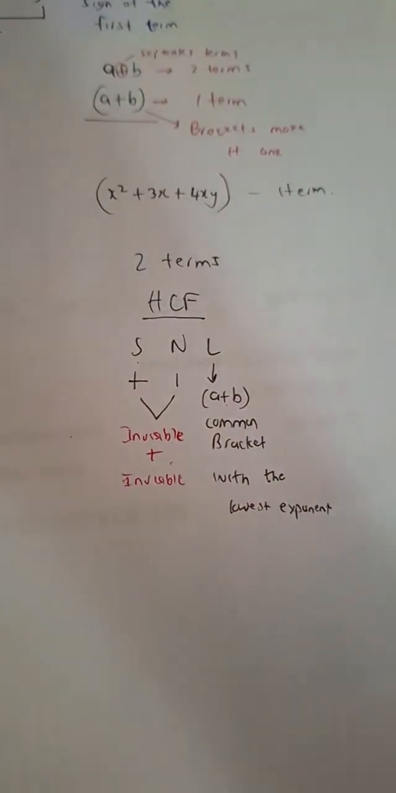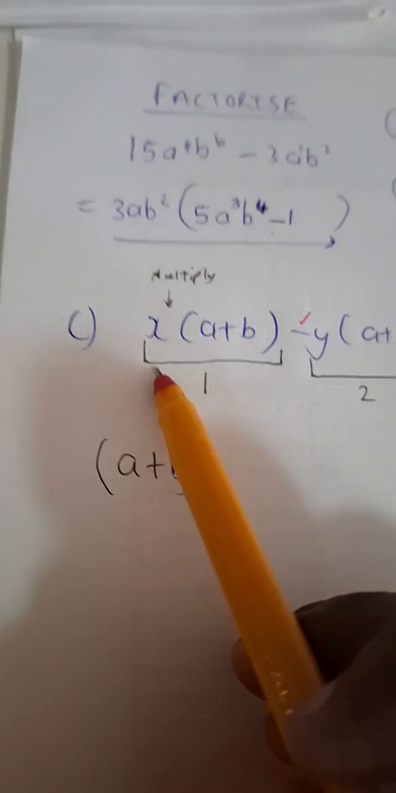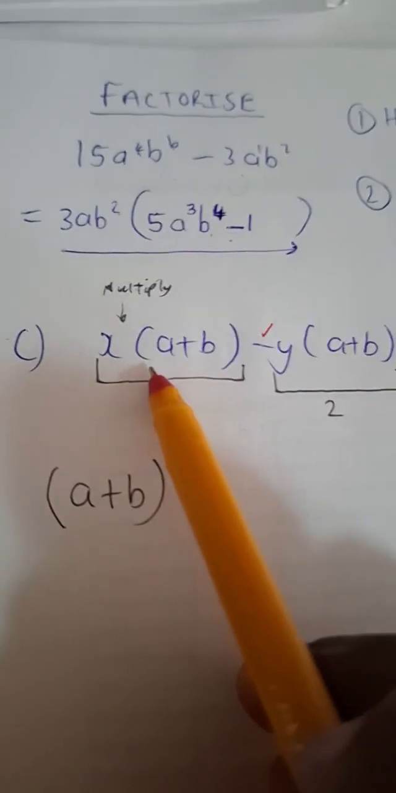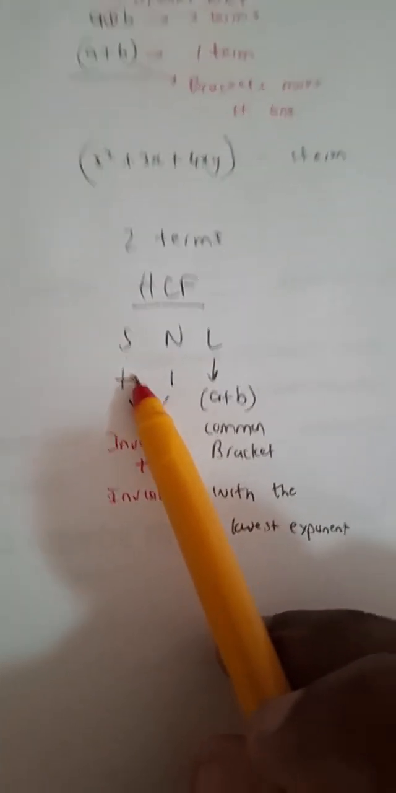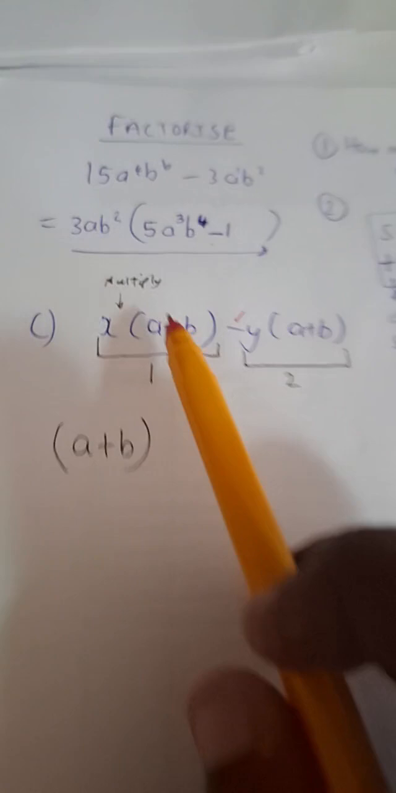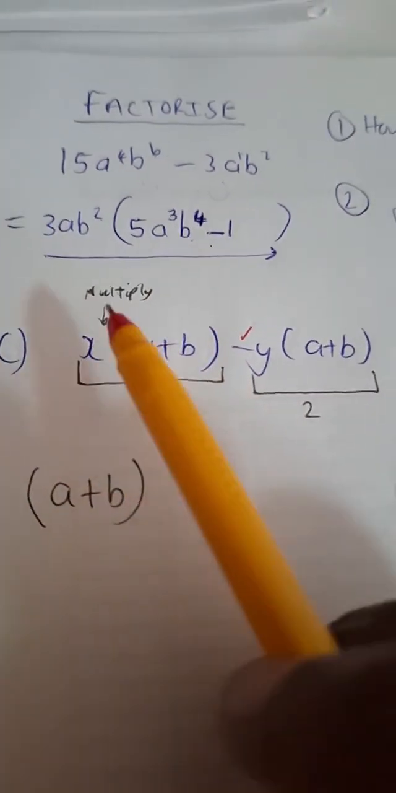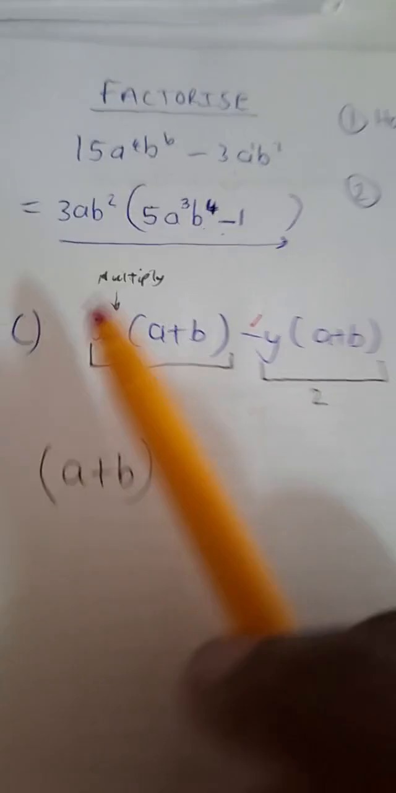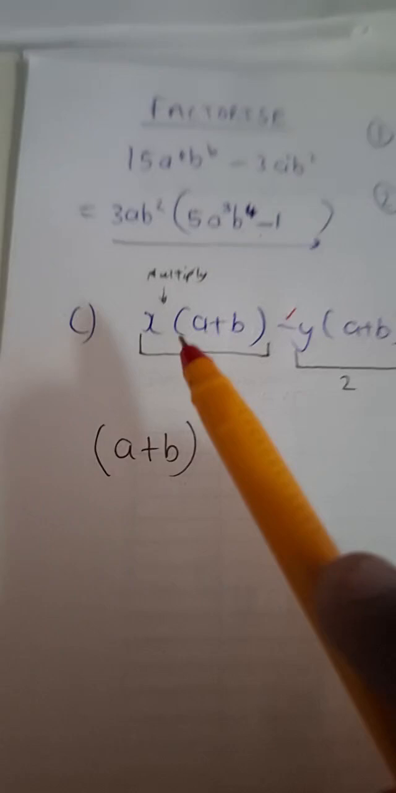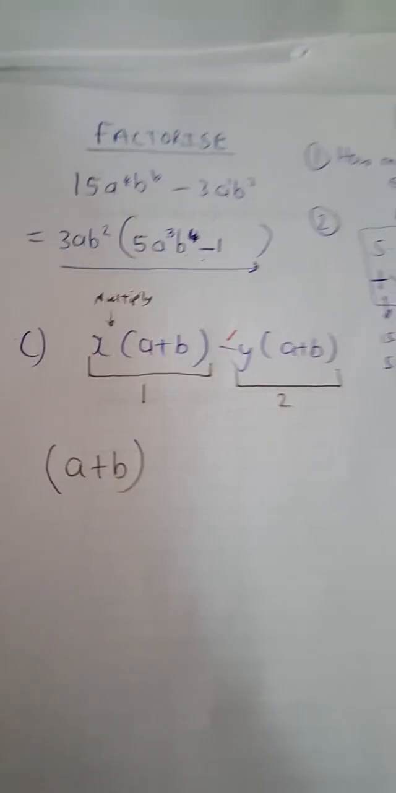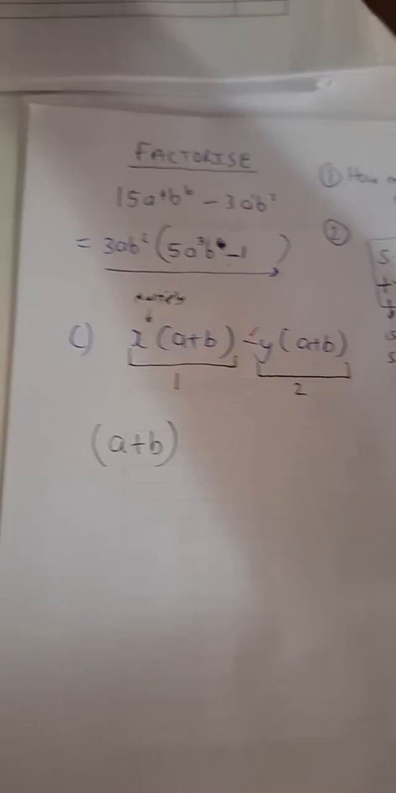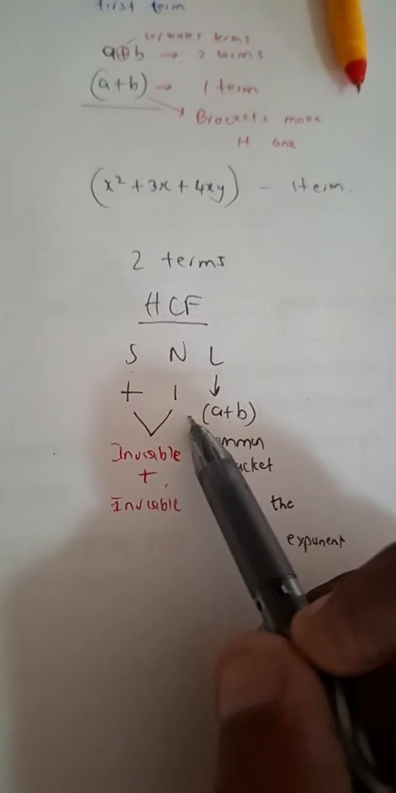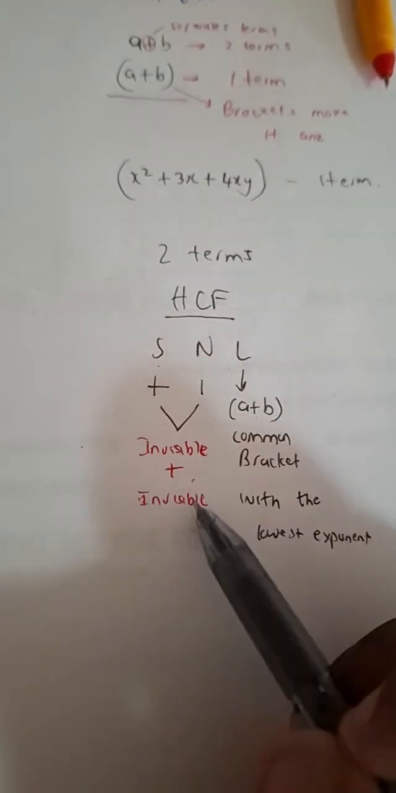Remember, I said that if the first term is positive, then the highest common factor sign is positive. So the sign is not always positive. It always depends on the first term. If the first term is positive, we take out a positive. If the first term was negative, we would have taken out a negative. But in this case, the first term is positive. That's what dictates our highest common factor sign. The invisible plus and the invisible 1.